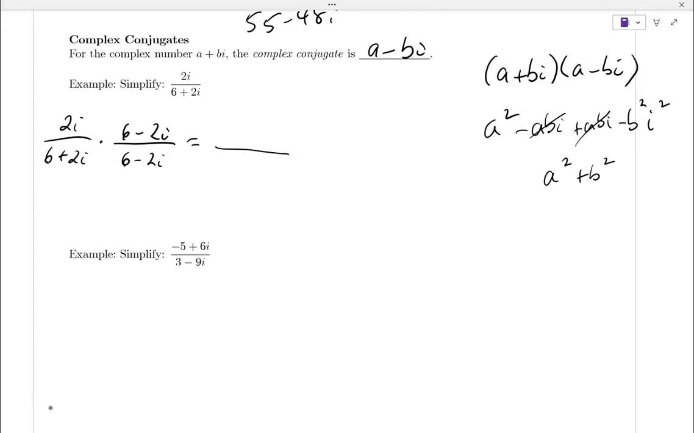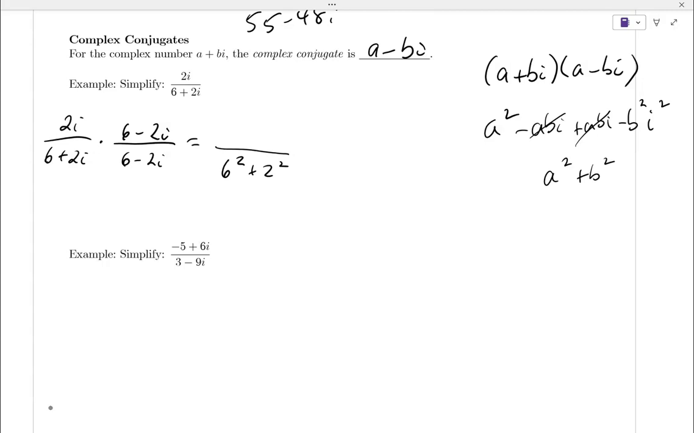But what's playing the role of a here? And what's playing the role of b? 2, right? So on bottom, you'll just get 6 squared plus 2 squared. That's the whole point of doing this, is make the i term go away. Okay. Like I said, we just did it in general over here, right? We just need to identify what the a and the b are.